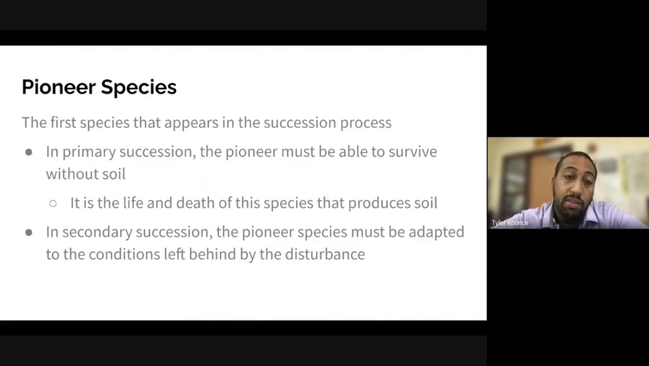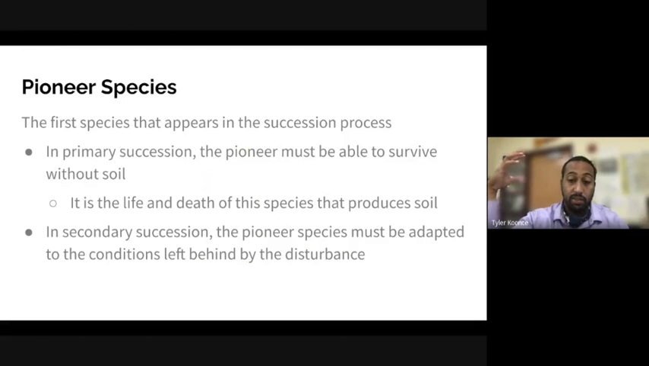With our primary succession, we also have pioneer species. And those pioneer species are the things that are able to survive without soil. So they don't need that soil there. They can just survive with the rocks. And the life of our pioneer species, and death, is going to be what produces that soil. So them going through that cycle is going to produce a soil to allow for that community to rise.